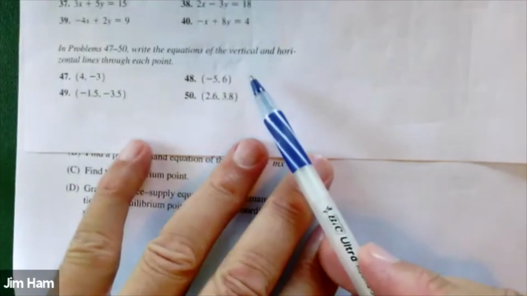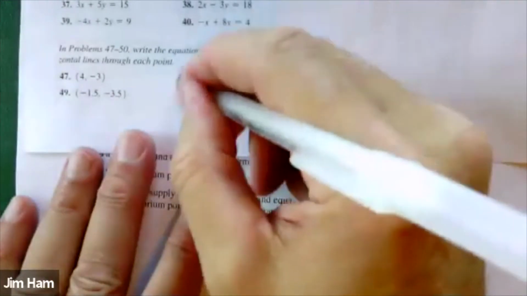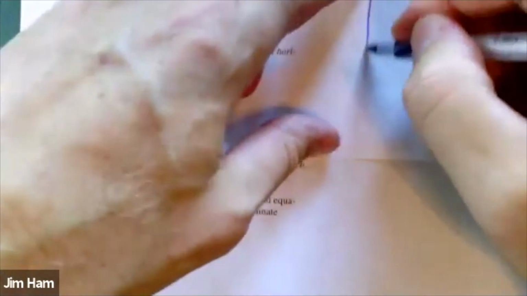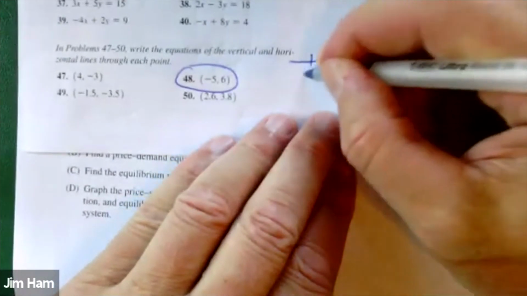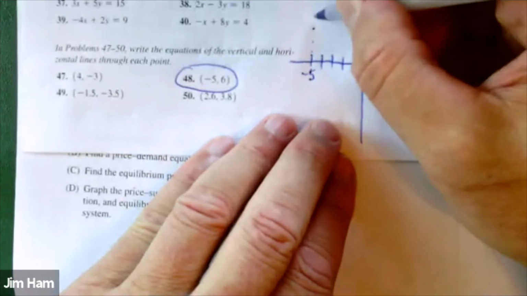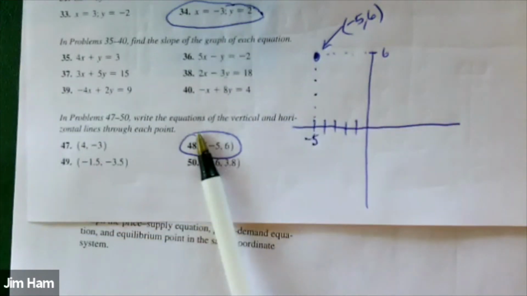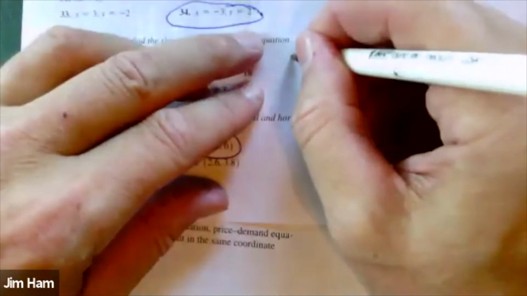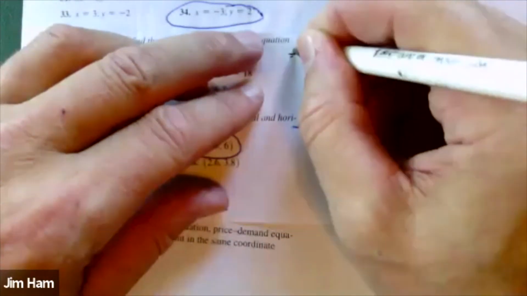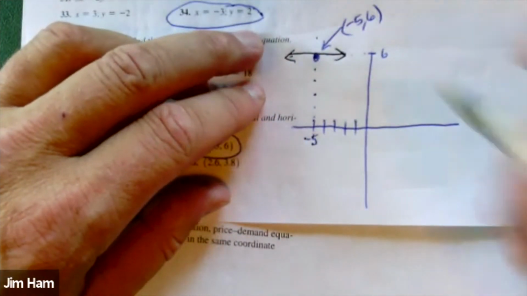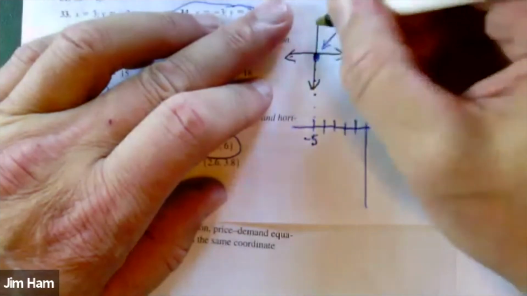All right, number 47 through 50, those are similar because they ask you to find an equation of a horizontal and vertical line. So let's take a look at number 48. What I'm going to do with number 48 is graph that point. What they've given us is this point, and what they want us to find are 2 different equations, one for the horizontal line going through that point. It's that one right there. And they also want the equation of the vertical line going through that point, and that's right there.